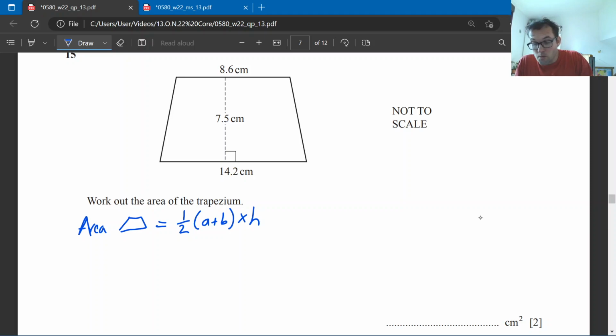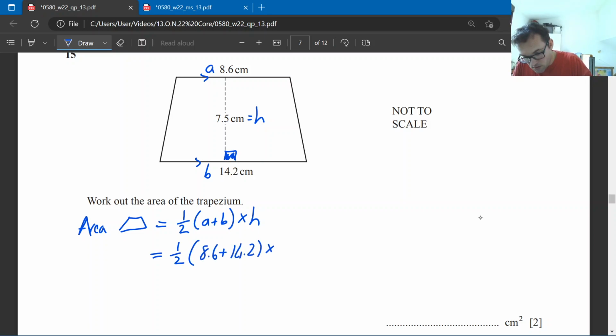A and B are the two parallel sides. So this is A, this is B. So what you're working out is the average of the two sides. You add them together, you halve them. And then this is of course the height, the perpendicular height, the one that makes a 90-degree angle. So we'll have to do half 8.6 plus 14.2 times 7.5.